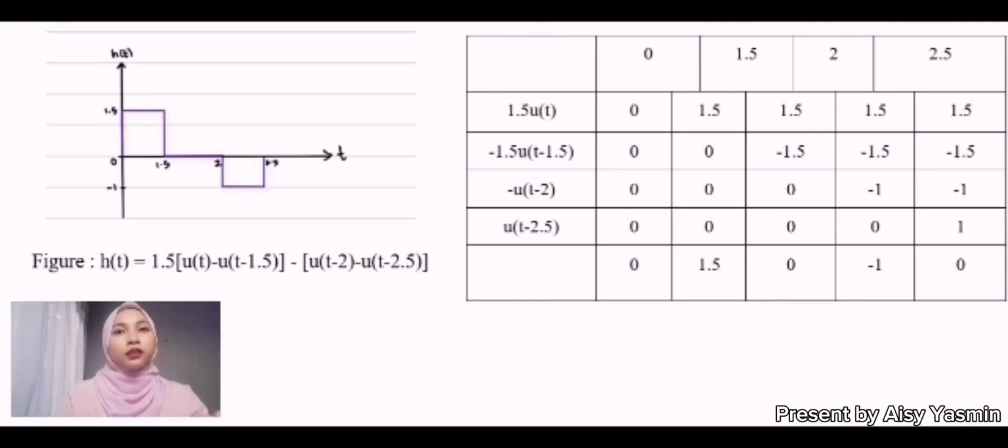So this results in a rectangular pulse from t equal to 2 to t equal to 2.5 with an amplitude of negative 1. Combining the terms, from t equal to 0 to t equal to 1.5, h(t) equals 1.5, while from t equal to 1.5 to t equal to 2, h(t) equals 0. Then from t equal to 2 to t equal to 2.5, h(t) equals negative 1. Outside this range, h(t) equals 0. Thus, h(t) is a piecewise signal with two distinct pulses. f(t) is a rectangular pulse from t equal to 0 to t equal to 1, and h(t) consists of two rectangular pulses, one positive from t equal to 0 to t equal to 1.5, and one negative from t equal to 2 to t equal to 2.5. This will be used in convolution to determine the output signal y(t).